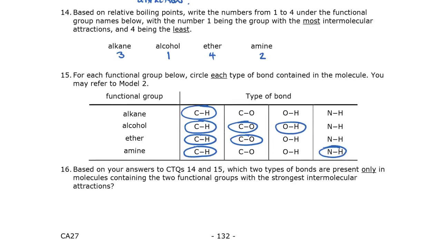So based on your answers to 14 and 15, which 2 types of bonds that you circled in 15 are present only in the molecules containing the 2 functional groups with the strongest intermolecular attractions? Pause the video and write your answer. Okay, you got this one. In the alcohols, they have O-H bonds. Nothing else that's listed has that. In the amines, which is the second most, they have N-H bonds. Nothing else has that. So there must be something special about those.